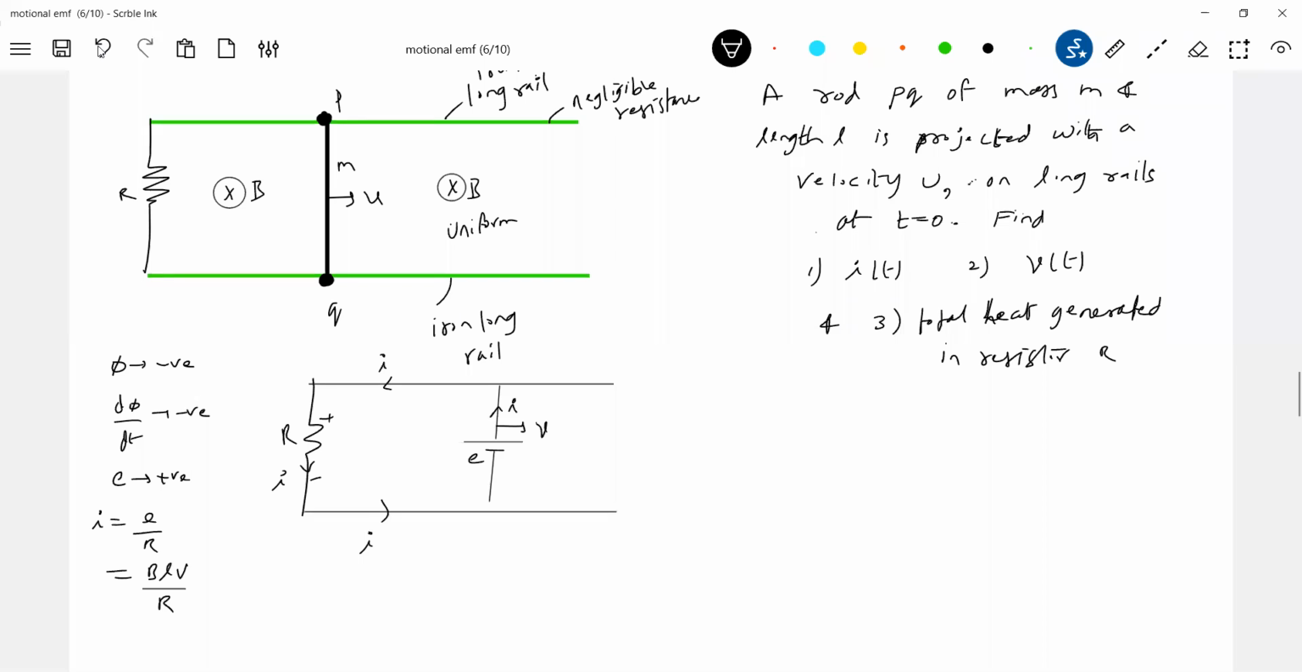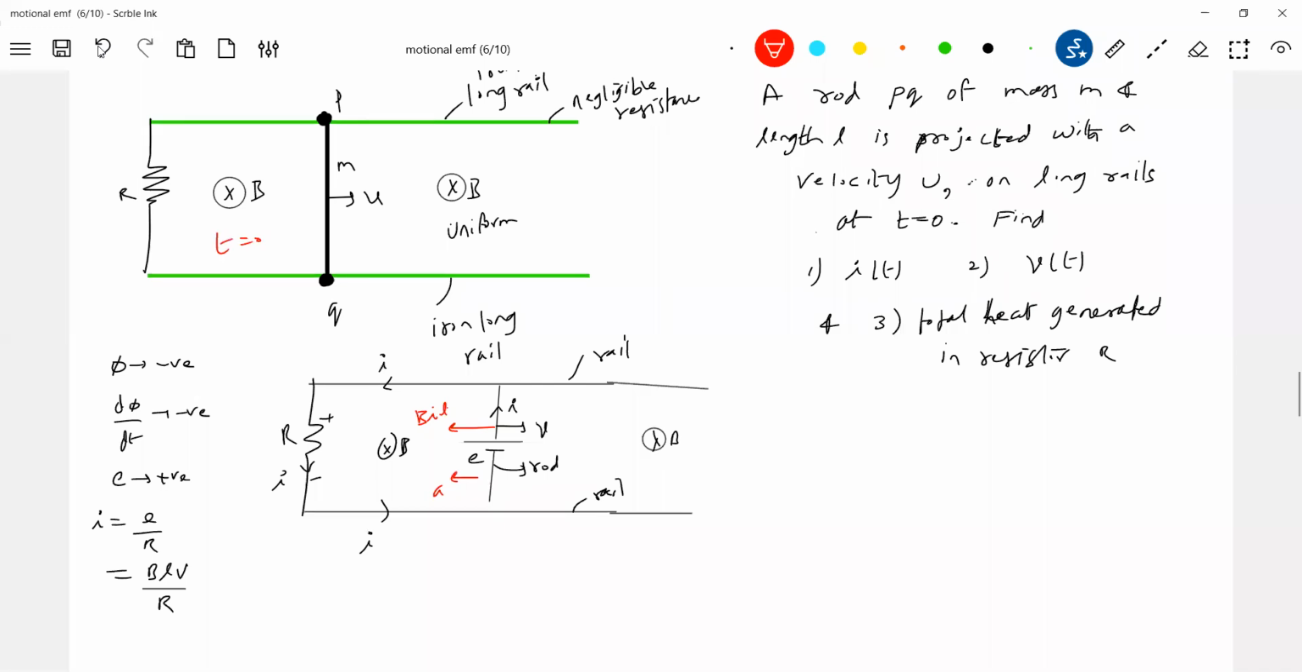Now suddenly in place of the rod, what has come? The cell. So this you write as the rod only. Now according to Lenz's law, the direction of induced current should be such that it should oppose the cause. What is the cause? The velocity. So there should be a force opposite to it. You apply again BIL, left hand. So the force will act in this direction. Now this force acting on the rod will make it retard.